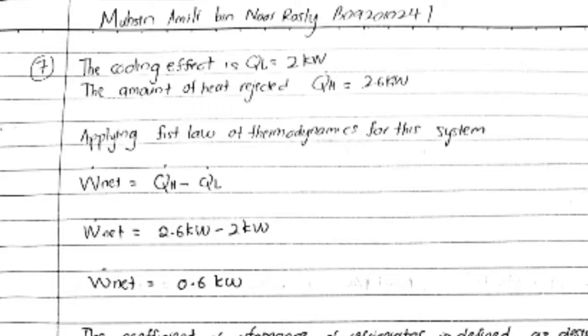From the given information, we get the cooling effect is QL equal to 2 kilowatt and the amount of heat rejected QH is 2.6 kilowatt. By applying the first law of thermodynamics for the system, W net equal to QH minus QL. So we put in the value and subtract, we get 0.6 kilowatt.